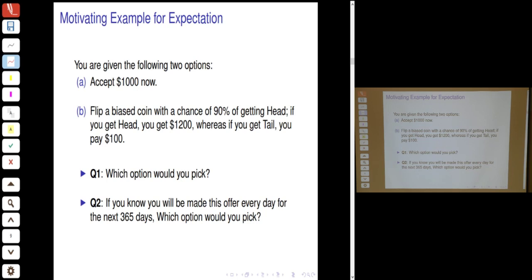The other possibility is that you do not go into these options and you just accept $1,000 now. So, why should you not go for the first option without thinking? Well, if you went for the second option and the coin landed heads, which it will do with a very high chance, then you will actually get more money, right? You will get $1,200 as opposed to accepting 1,000 now. So the question is whether you will hedge your bet, how you will place your bet. And the other question is, if you know you will be made this offer every day for the next 365 days, which option would you pick?